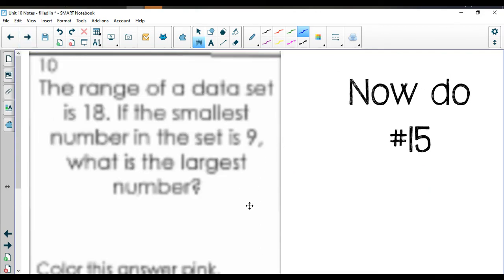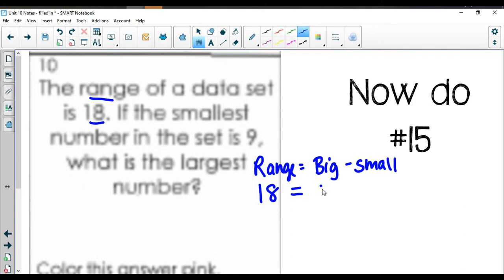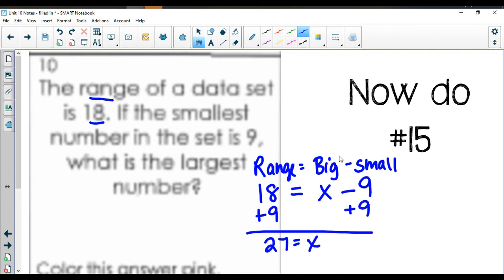Additionally, I want to talk to you about question number 10. It says the range of a data set is 18. The smallest number in the set is 9. What is the largest number? So keep in mind, we're talking about range here. The definition of your range is that you're going to take your biggest number and you're going to subtract your smallest number. So we can plug in our values here. We know the range is 18. We don't know the larger number, but we do know that the smallest number is 9. So in order to figure out our larger number, we can add 9 to both sides, which would tell me that X, my bigger number, is going to be 27.